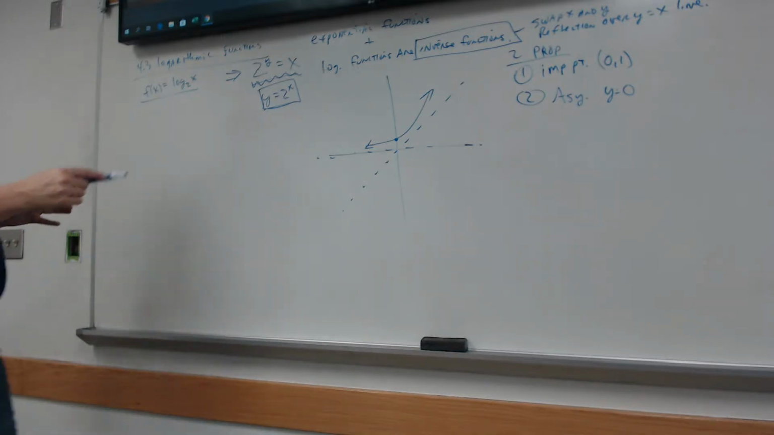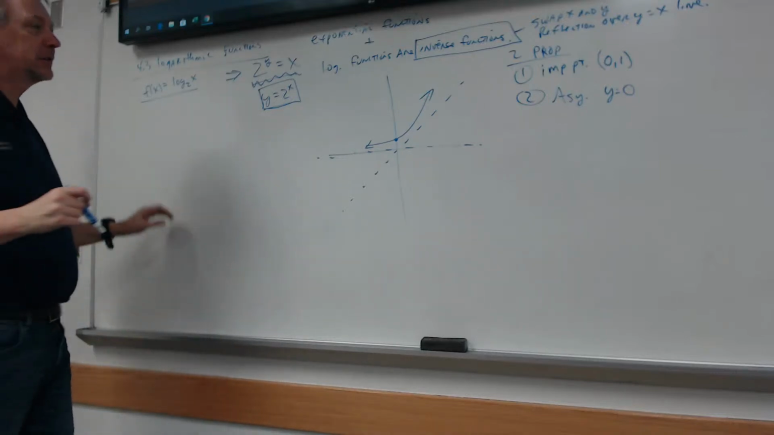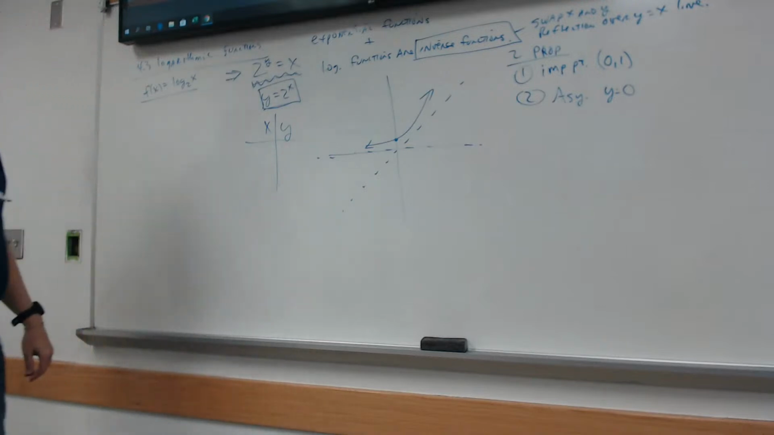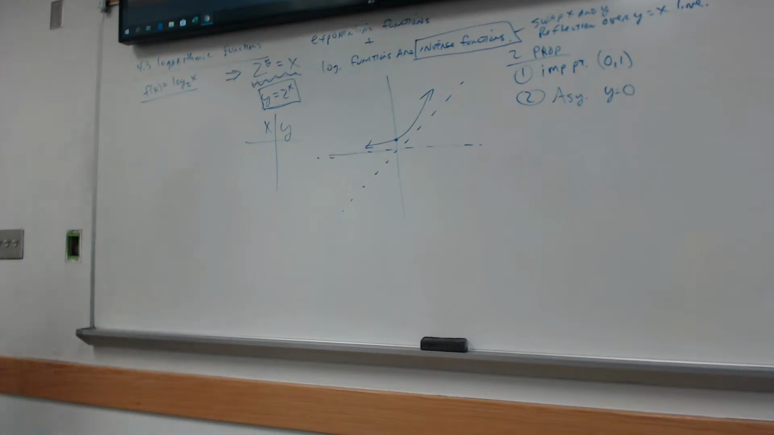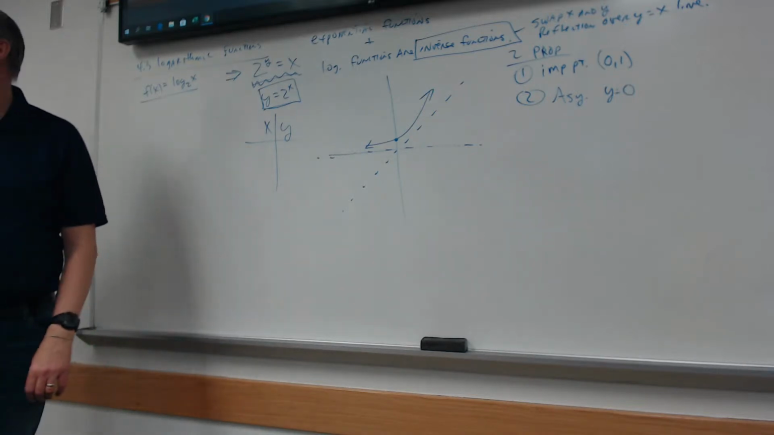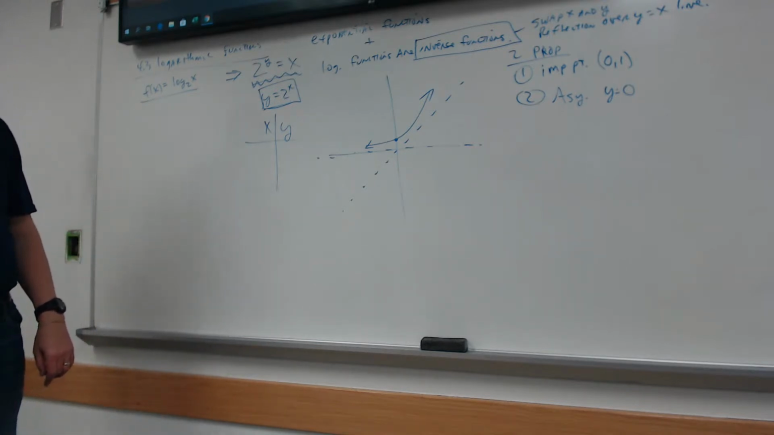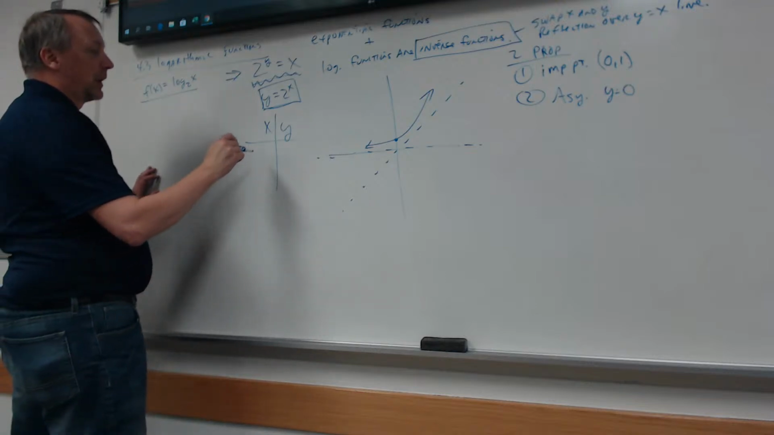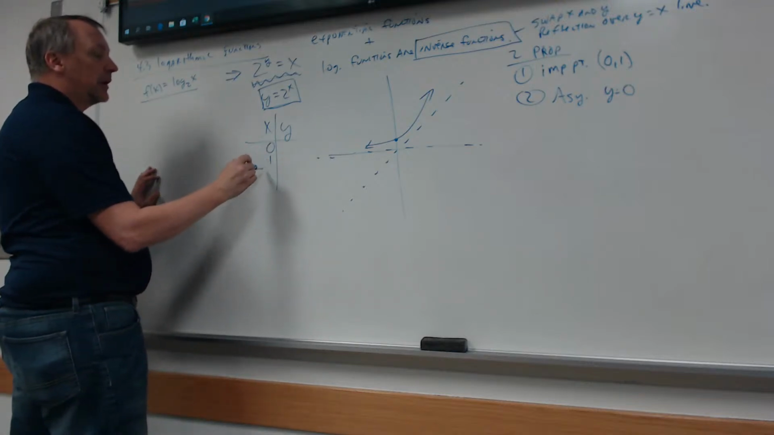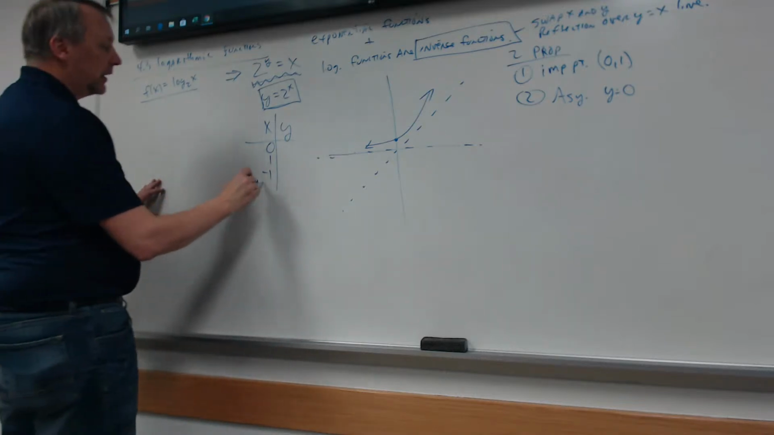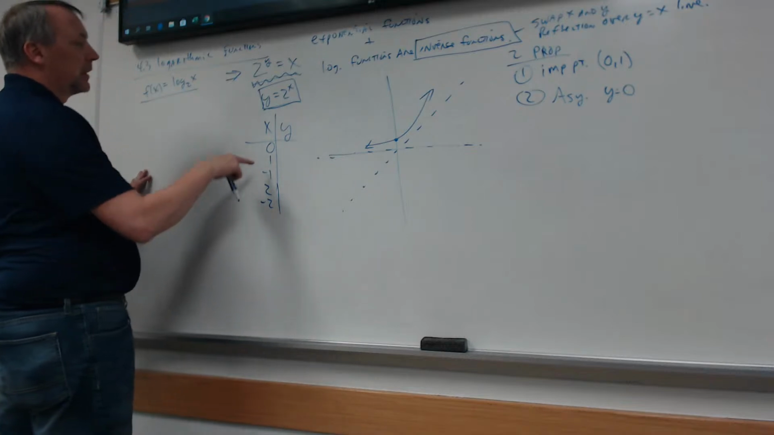Now we're going to go back to Tyler's method just to prove a point here. So what are some good points that I should pick for y equals 2 to the x? How about Zach? 0, 1, negative 1, and negative 2. 2, and negative 2. Okay?